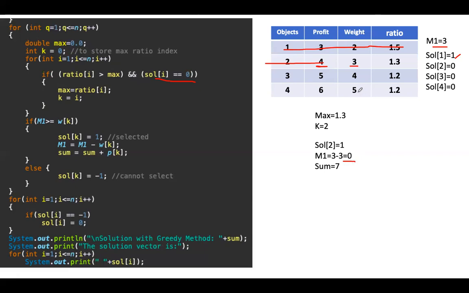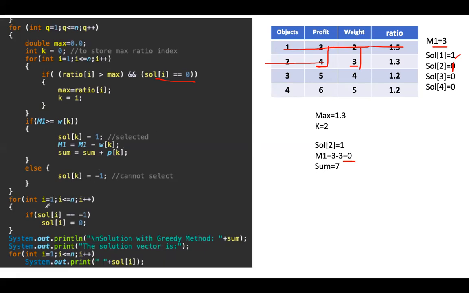Is it clear? So from the iteration, from the program, we have come across 2 items. If we select these 2 items, our bag can be filled because their total weight will be 5, and the profit we are going to get is 7. Okay, total profit is 7, and the items that we have stored are solution 1 and 2. So this will be set to 1. So we selected 2 items.